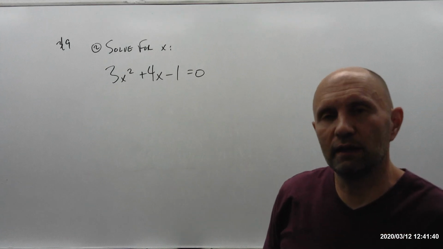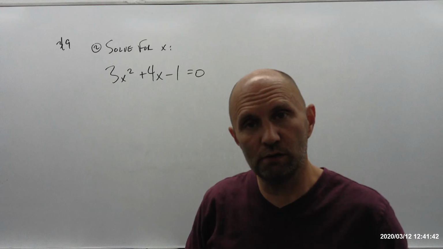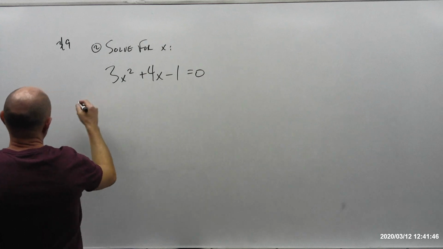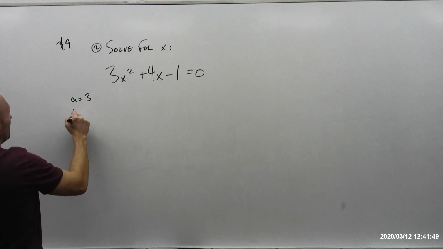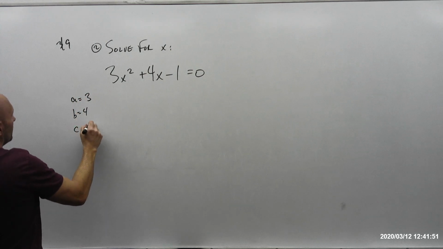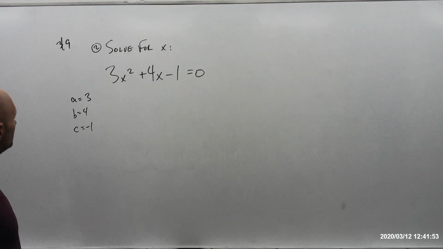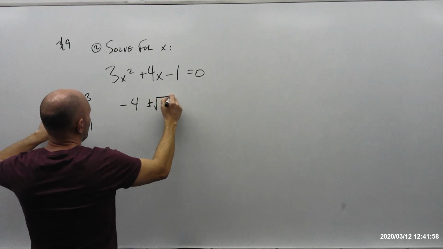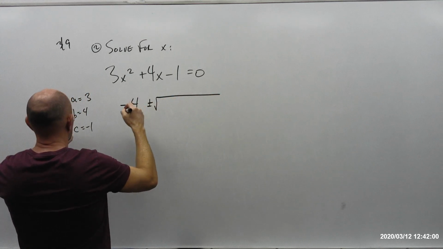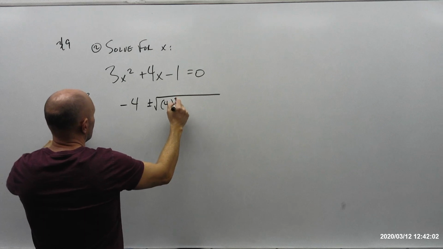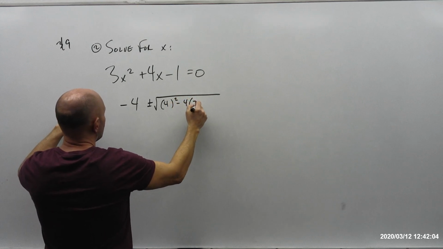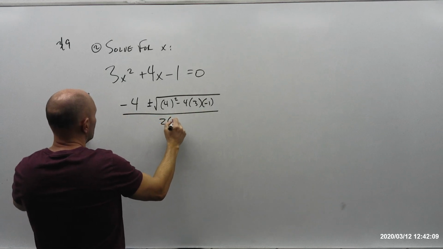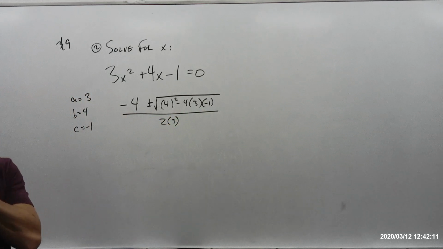So again, you basically have 2 options: complete the square or quadratic formula. I'm going to use quadratic formula. My a is 3, my b is 4, my c is negative 1. So if I plug these in, it's negative b, so negative 4 plus or minus the square root of 4 squared minus 4 times a times c, all over 2 times a. So this should be your equation.